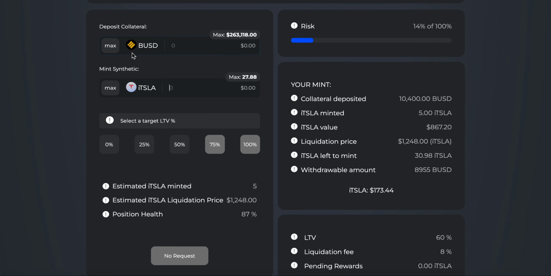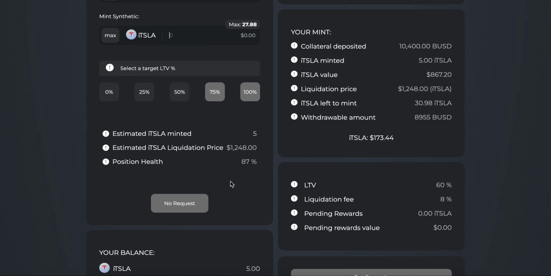Let's just go over the interface really fast. Here represents the basics: the token you're depositing and the token you're minting, creating. Here is your current position. I have minted already 5 Tesla synthetic tokens. My expected liquidation price is 1,200, and my position is 87% healthy.